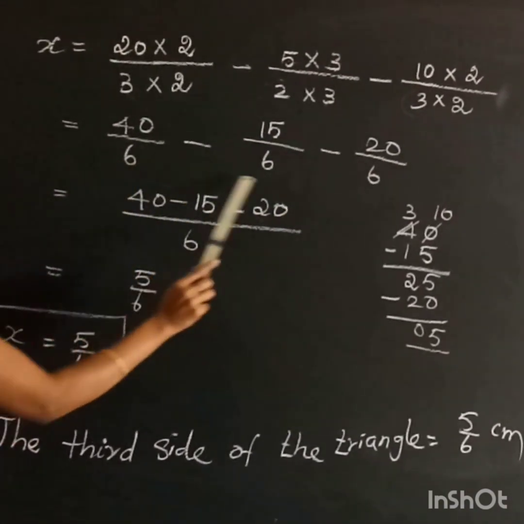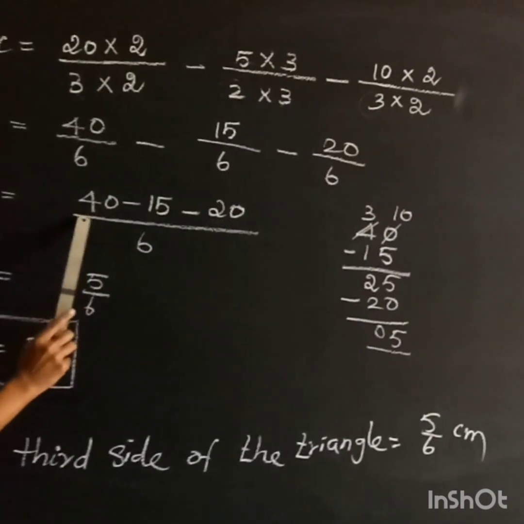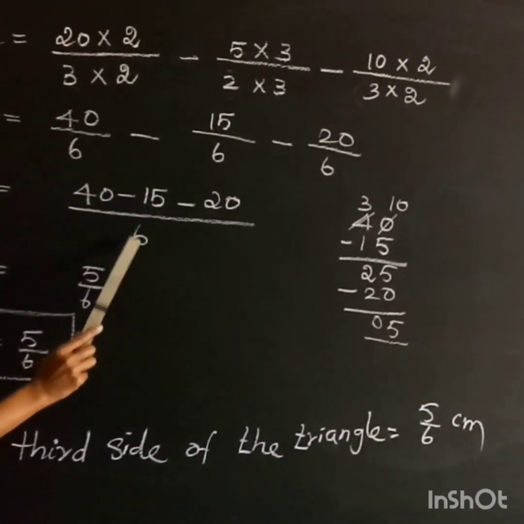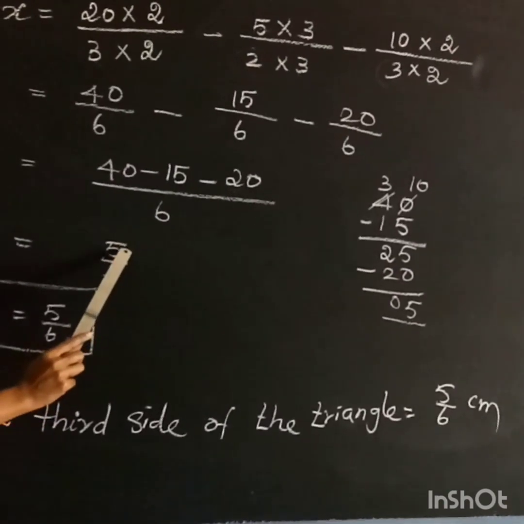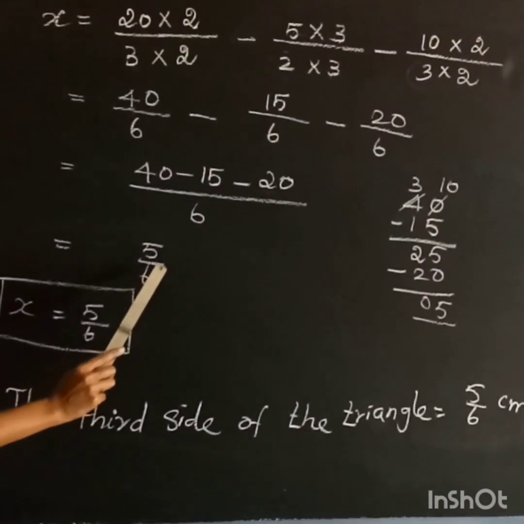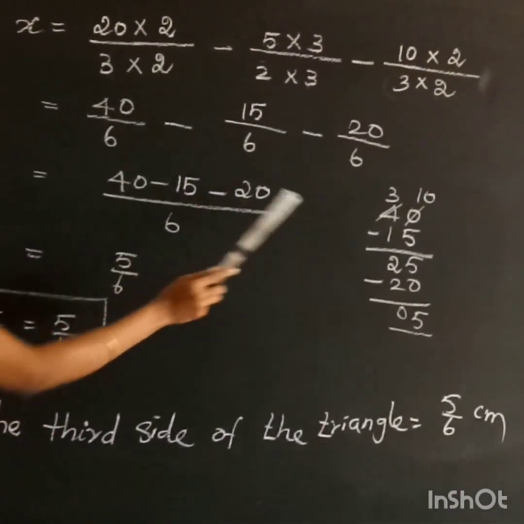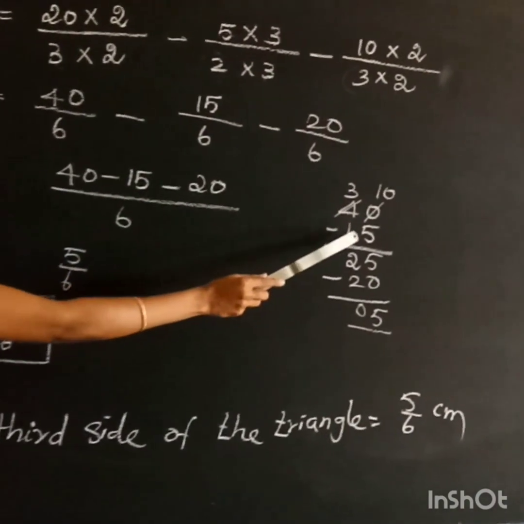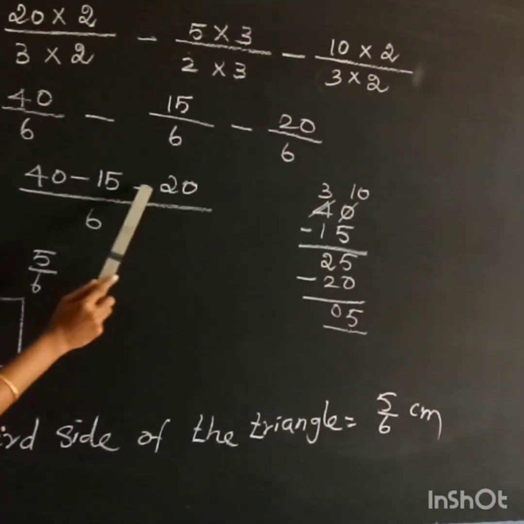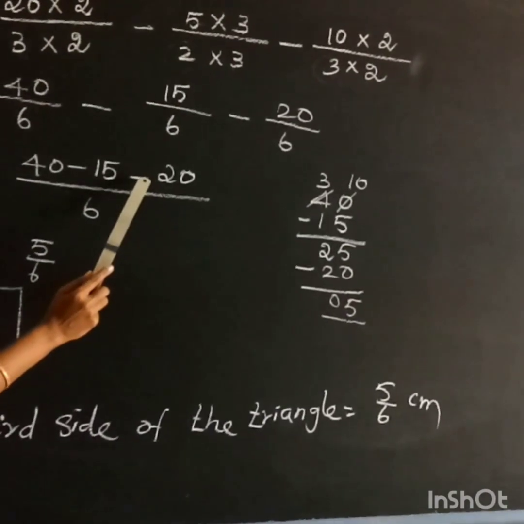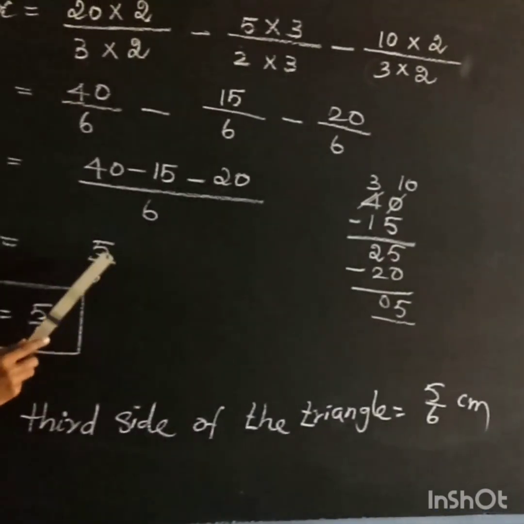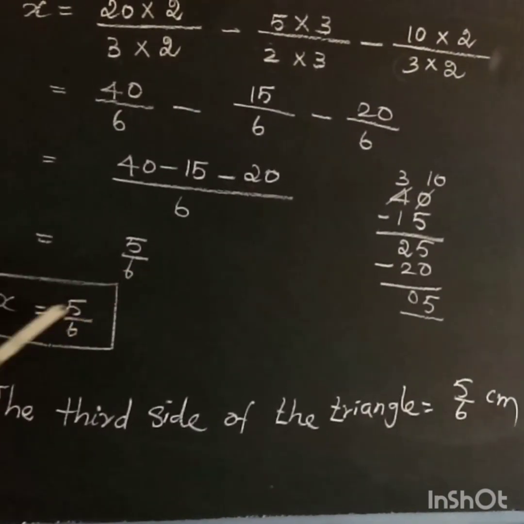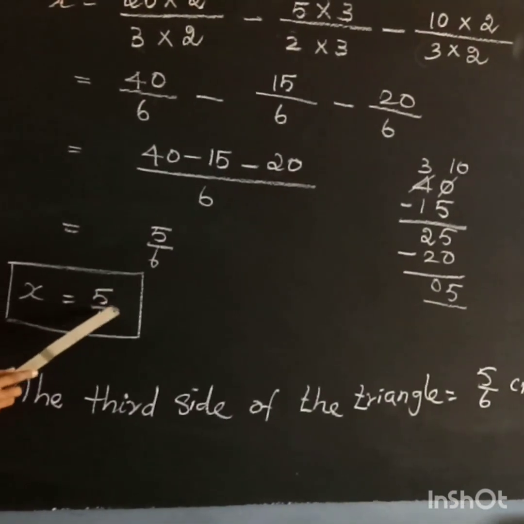And then see the denominators are all the same, so we take the common denominator 6, and then we subtract the numerators and get the answer 5 divided by 6. How do you subtract? First you take 40 minus 15 and get the answer, and then you subtract 20 and get the answer. The final answer is 5 as the numerator and 6 as the denominator. So the x value is equal to 5 by 6.